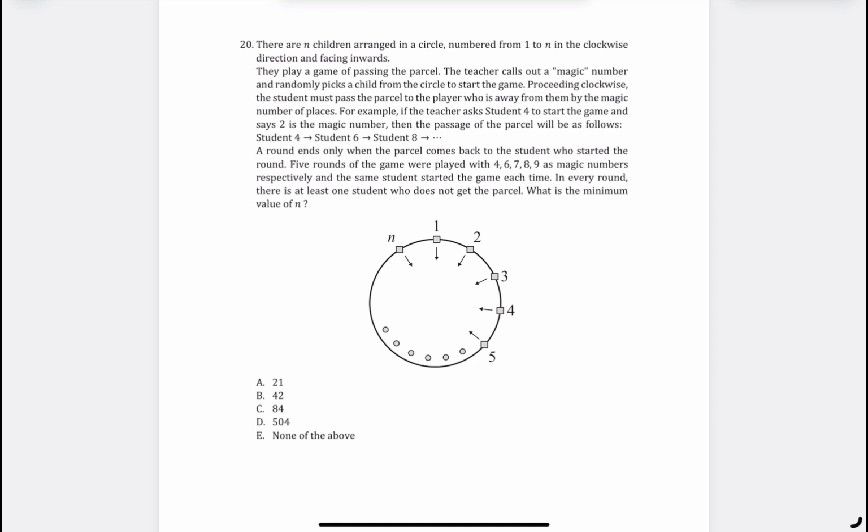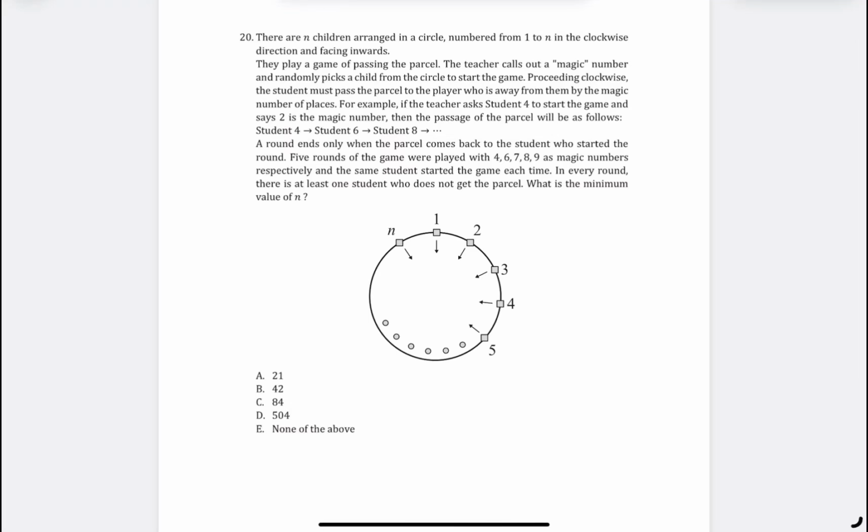Okay, let's say the teacher asks student number 4 to start the game and the magic number is 2, so you have to go 4 plus 2 plus 2 plus 2 plus 2 plus 2. Okay, a round ends only when the puzzle comes back to the student who started the round. Okay, 5 rounds of the game were played with 4, 6, 7, 8 and 9 as the magic numbers. The same student starts every time. In every round there is at least one student who does not get the puzzle. What is the minimum value of n?